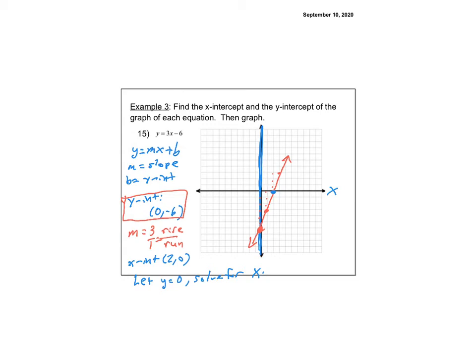So I can substitute 0 in for y. So it goes 0 equals 3x minus 6. Because the original problem there says y equals 3x minus 6. So then I can bring the 6 over, divide by 3, and we get x equals 2. So then our x-intercept is just 2, 0, just like we said.